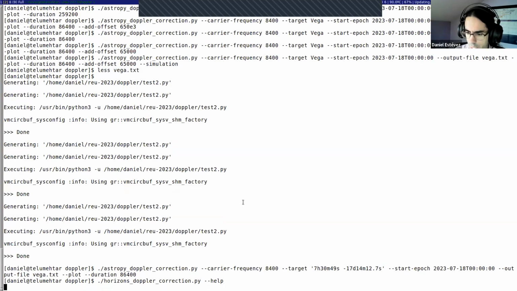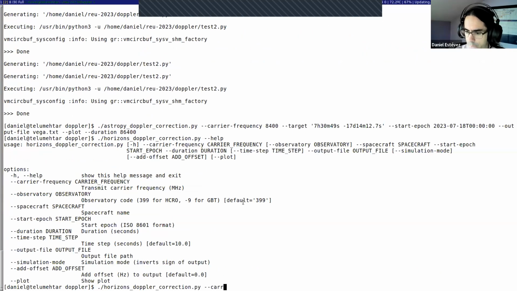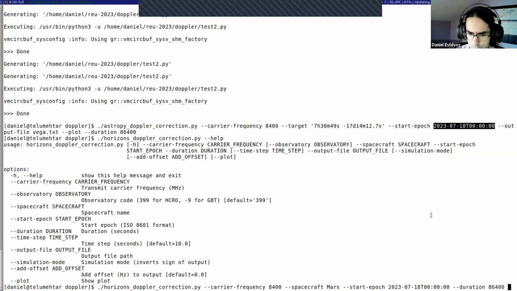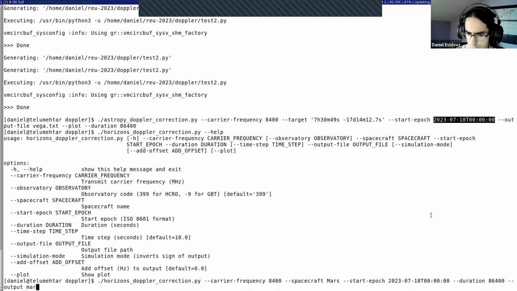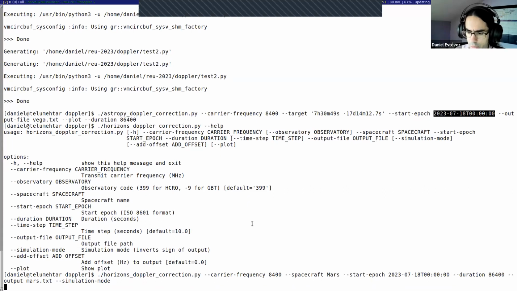So this is very similar. Carrier frequency 8400, and I'm going to go spacecraft Mars just to check if this works. So Mars is a planet, not a spacecraft. Start epoch, the same. Duration, the same, 86400. And output Mars txt, simulation mode. Why not?